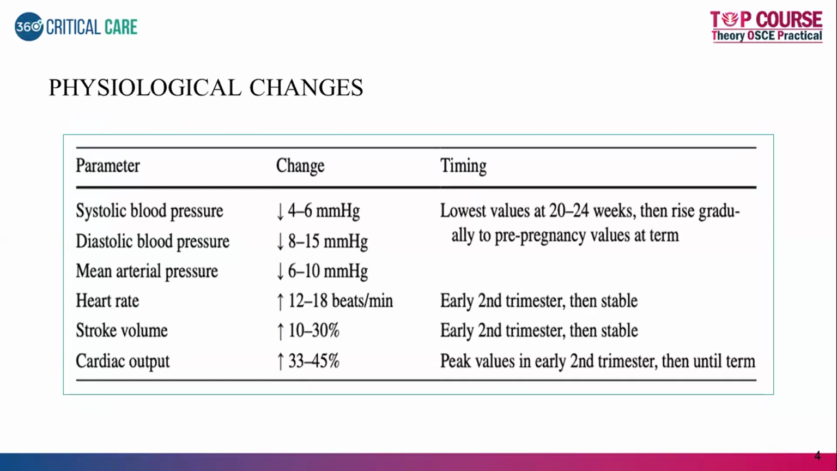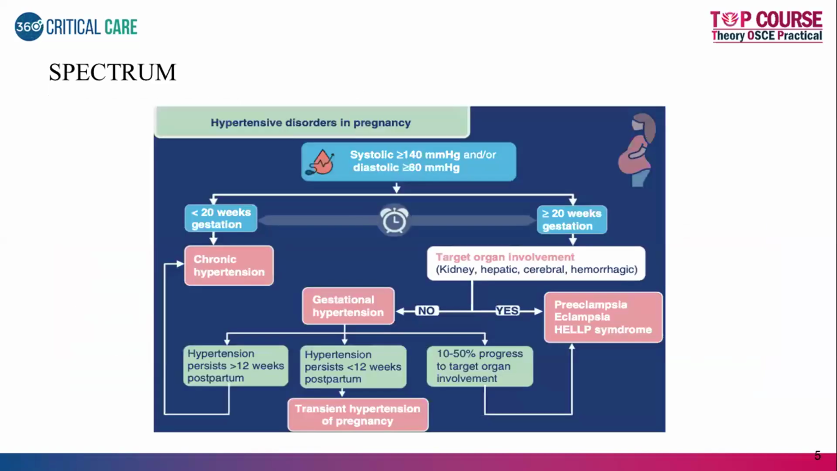Now, what happened to the systolic BP? As I told you, BP will be lower compared to the normal BP. So, systolic blood pressure will be decreased by 4 to 6 mmHg. Diastolic blood pressure will be decreased by 8 to 15 mmHg. Your mean arterial pressure will be decreased 6 to 10 mmHg. Whereas your heart rate, as I told, will be increased. Your stroke volume and your cardiac output both will be increased.